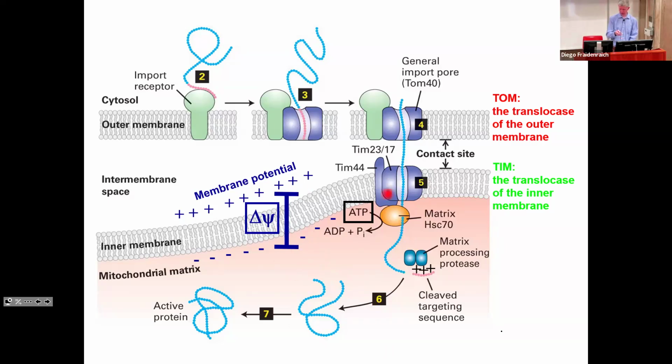Once the protein is completely inside in the matrix, there are also heat shock proteins that help to fold it to the mature, active conformation.